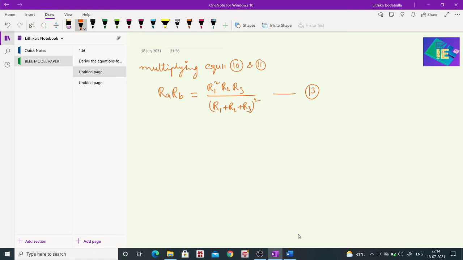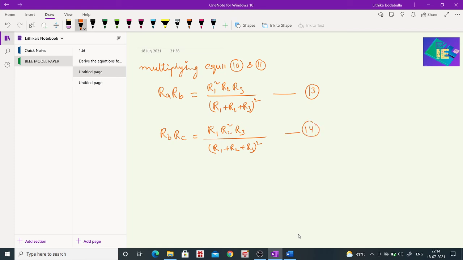Similarly, you find RB multiplied by RC. If you multiply RB and RC, what you will get is R1 R2 square R3 divided by R1 plus R2 plus R3 whole square. Let it be equation 14.